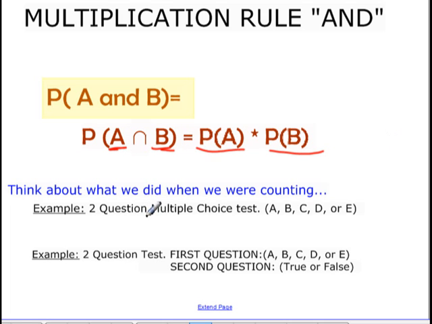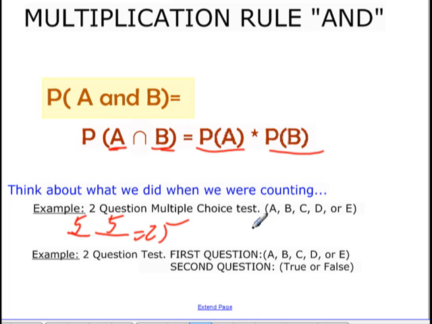For example, if you're taking a multiple choice test with 2 questions, 5 choices each, and we wanted to know the total number of possible outcomes if you were guessing randomly, you would say there are 2 questions. How many choices for the first? There's 5. How many for the second? There's 5. So you would have 25 possibilities. Now you're going to do that same idea, only with probabilities.